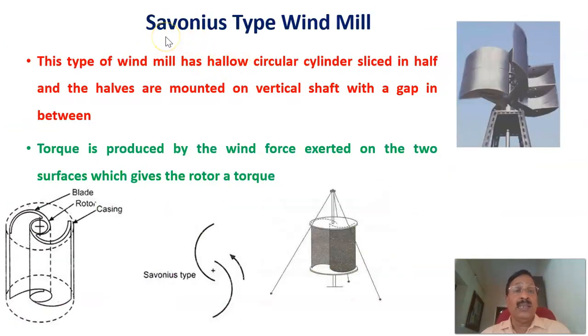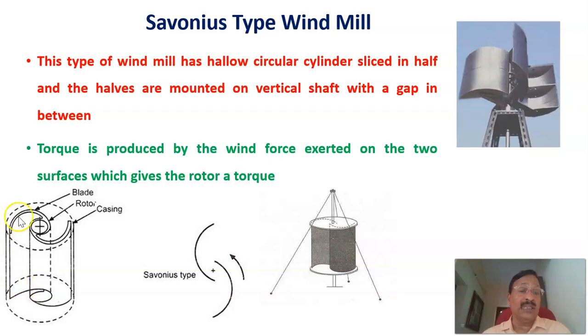First, let us see what a Savonius type windmill is. This type of windmill has a hollow circular cylinder sliced in half, and the halves are mounted on a vertical shaft with a gap in between. You can say that one is concave, another one is convex in nature. The torque is produced by the wind force exerted on the two surfaces, which gives the rotor a torque.